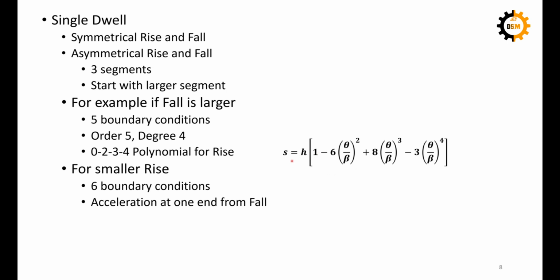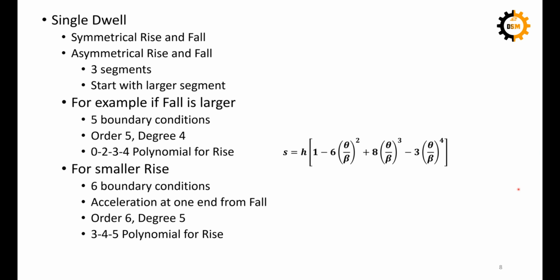So the second derivative of this will give the acceleration, and when we put all the beta values, we will get the acceleration, and we will take that acceleration as an additional boundary condition for the rise. So it will have 6 boundary conditions, and based on these 6 boundary conditions, the order of the polynomial will be 6 and the degree will be 5.